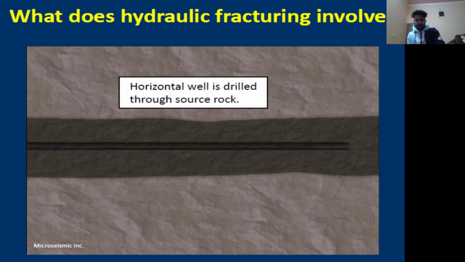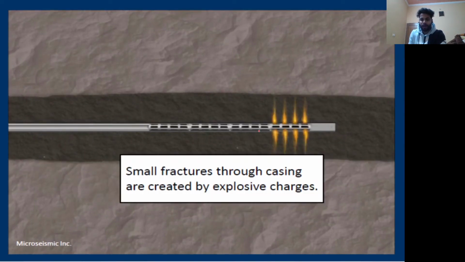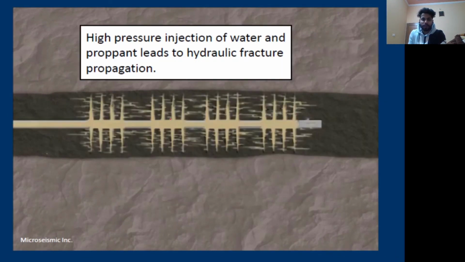So what does hydraulic fracturing involve? A horizontal well is drilled through the source rock. Okay, we have drilled a horizontal well. Cement and casing is installed. I'll install my casing, then cement it. Then I'll perforate my well. Small fractures through the casing are created by explosive charges.